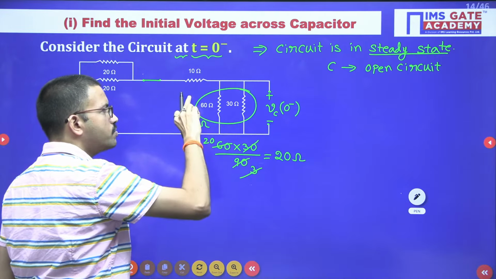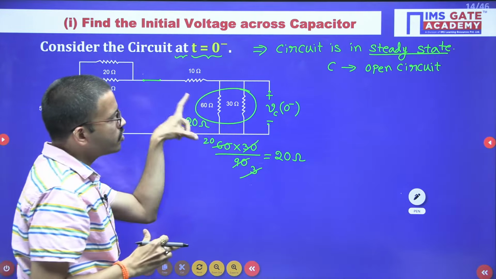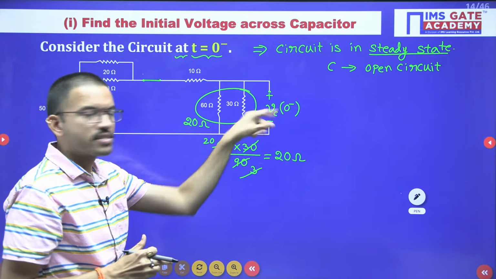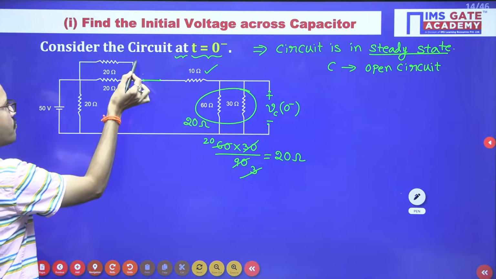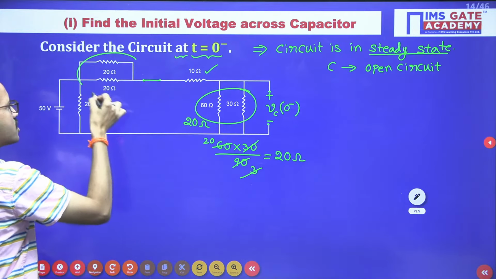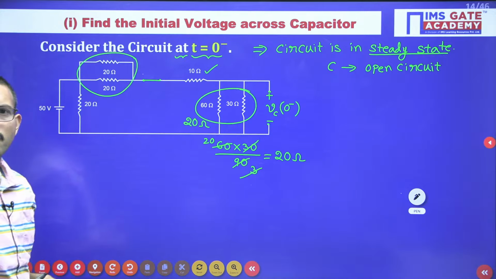So across this 20 ohm resistor, what is the voltage you are getting? That voltage is nothing but Vc of 0 minus. Okay. Now here you are having 10 ohm resistor. Now just observe this 20 ohm resistor and 20 ohm resistor. These two are connected in parallel.